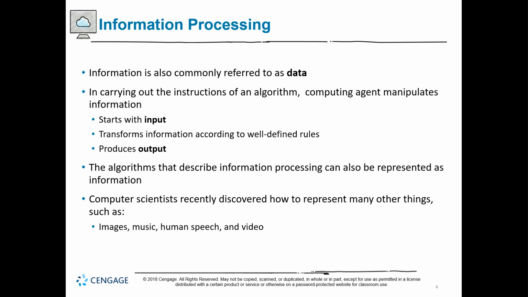So to carry out the instructions of an algorithm, a computing agent will manipulate information. It starts with input, which is data. There will be some type of transformation in accordance with our rules, some type of execution of a feature or a function. This will produce an output. The algorithms that describe information processing are also represented as information. Computer scientists recently discovered how to represent many other things, such as images, human speech, video, music, and so much more in our digital formats.